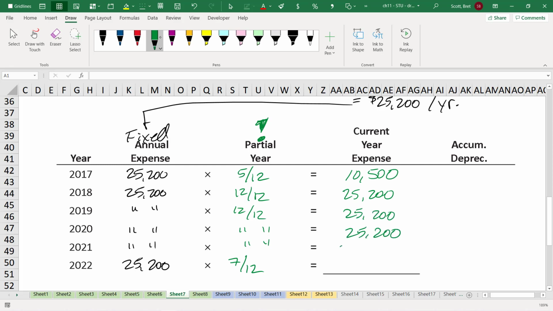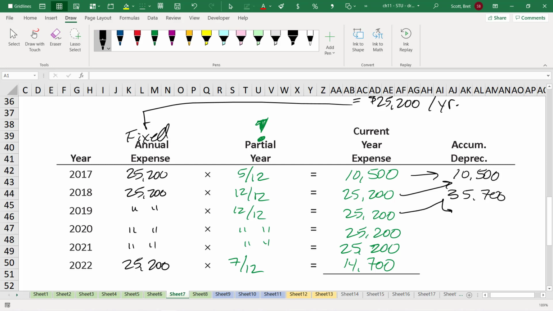Can you see why analysts love straight line depreciation? Oh my gosh, it's so easy to back out and calculate EBITDA, which is earnings before interest, taxes, and depreciation and amortization, by the way. I probably didn't say that before. Last year will be 14,700. Okay? Accumulated depreciation builds and builds and builds. 10,500 the first year. Next year brings it up to 35,700. Brings it up to 60,986. You get the idea.